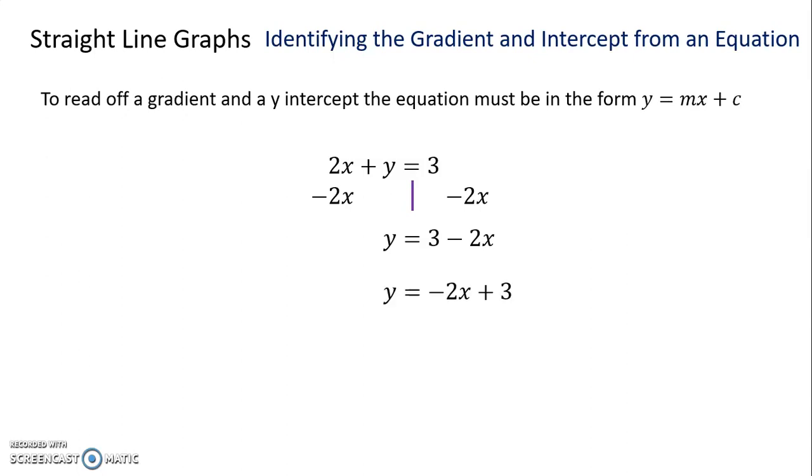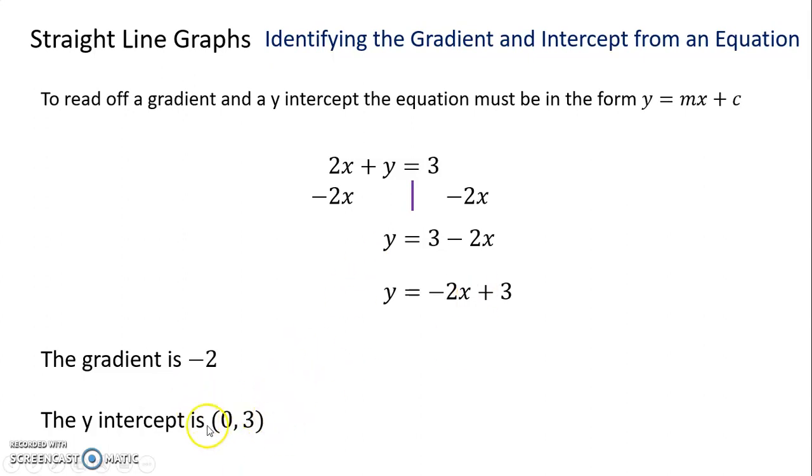Now you can read off the gradient and intercept in that form, but if you'd rather, you can then swap the order. So y equals negative 2x add 3. But if you're going to do that, it's important to realise that this negative here belongs to the 2x term, so you have to move the negative with it. Now I'm in a position to read off the gradient, which is negative 2, and the y-intercept, which is the coordinate 0, 3. You've got to give this as a full coordinate, not just as 3.